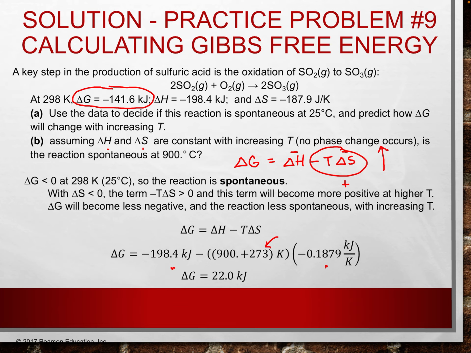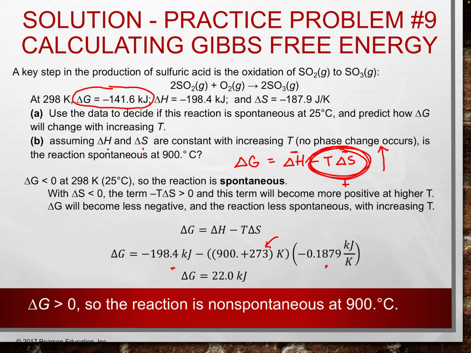And just like we just said, at higher temperatures this term is going to become bigger, and if it becomes big enough, it will cause delta G to be positive. So that's what happened here, which is great. Our prediction was true. So delta G is greater than 0, so the reaction is not spontaneous at 900 degrees Celsius.